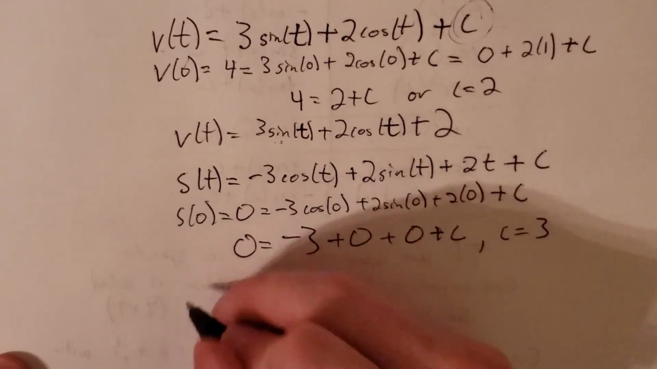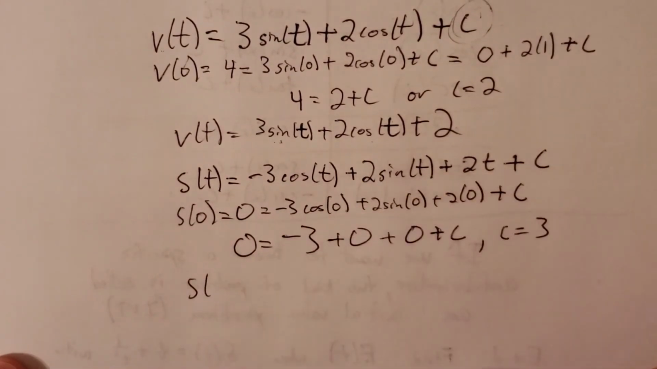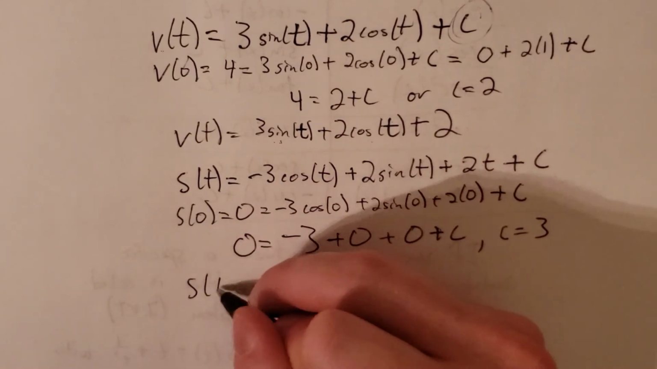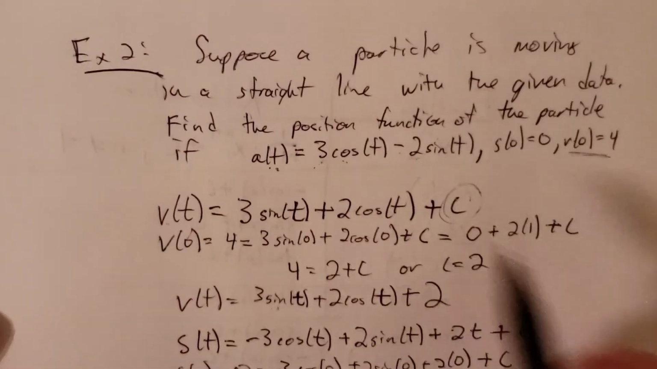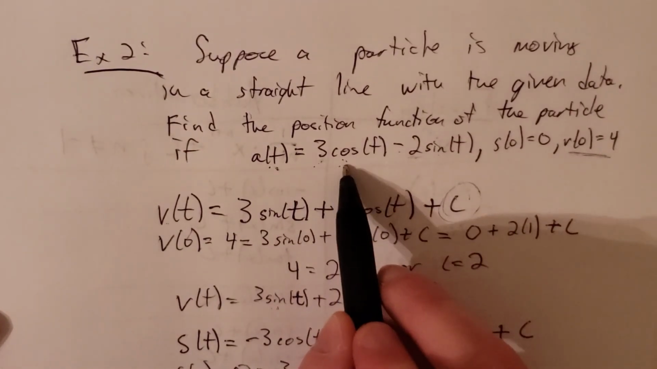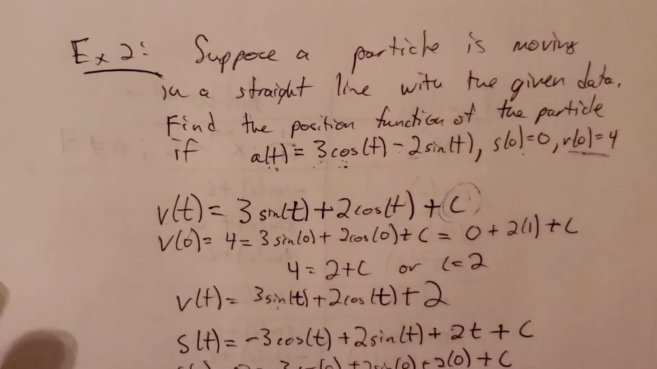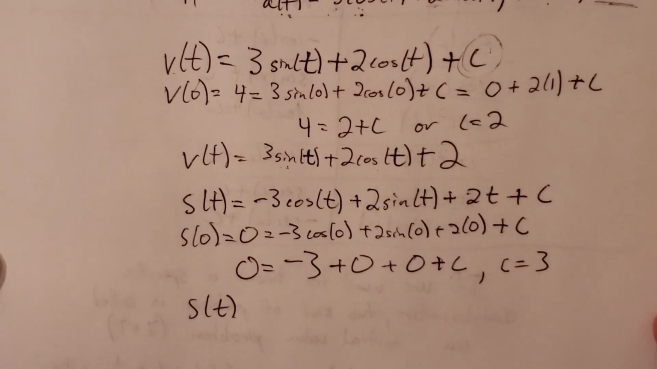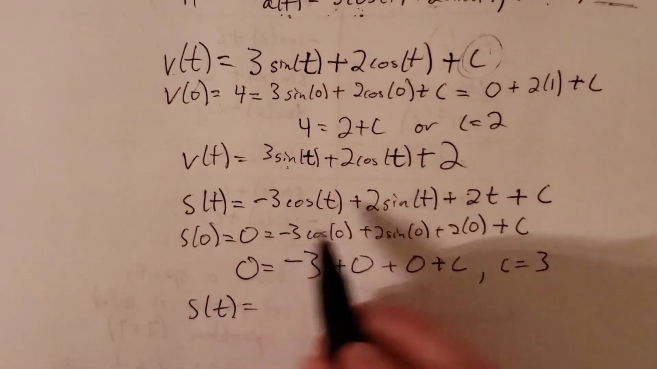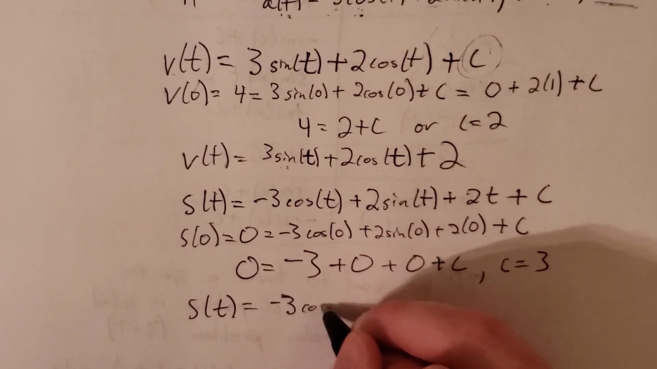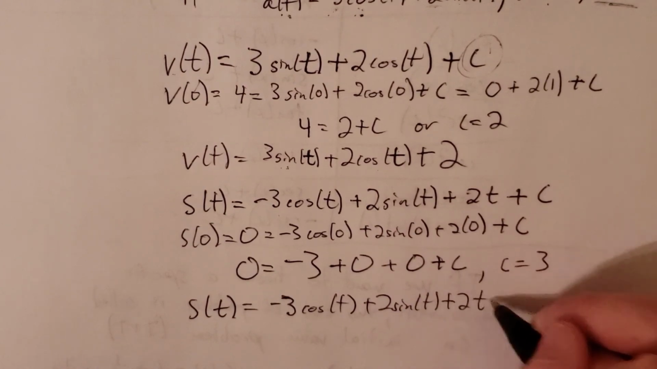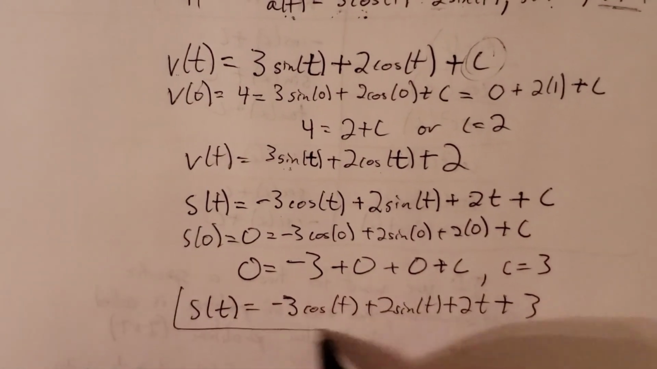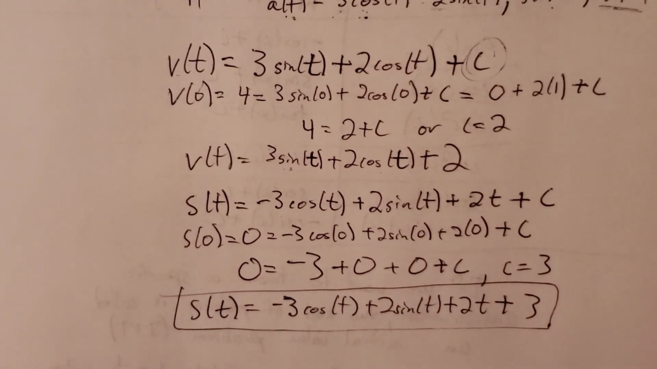This tells us our specific antiderivative here, our position function that we were searching for that satisfies this data up here, an initial acceleration function, and then our two initial value statements there. Well, this tells us our solution again is negative 3 cosine of t plus 2 sine of t plus 2t plus 3. All right, we just plug in that 3 for c there. All right, and that is where we will end this video.